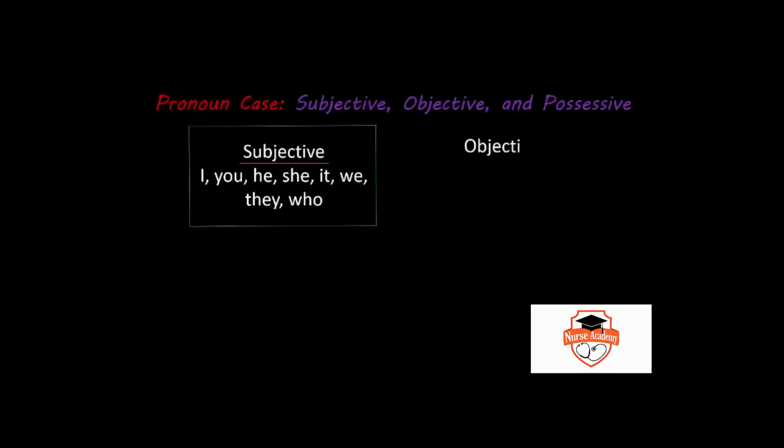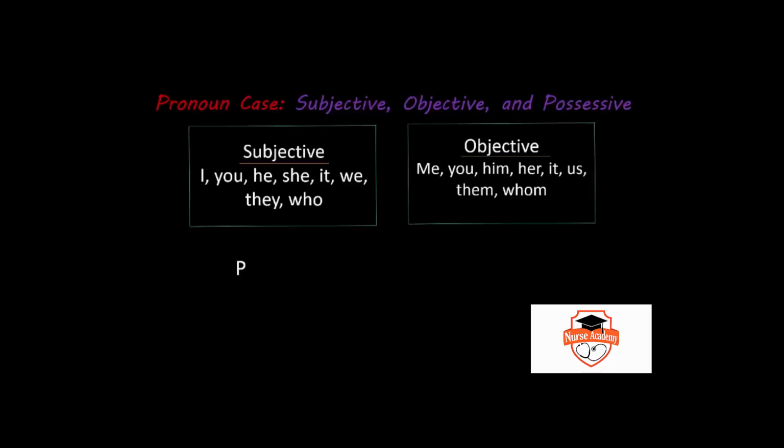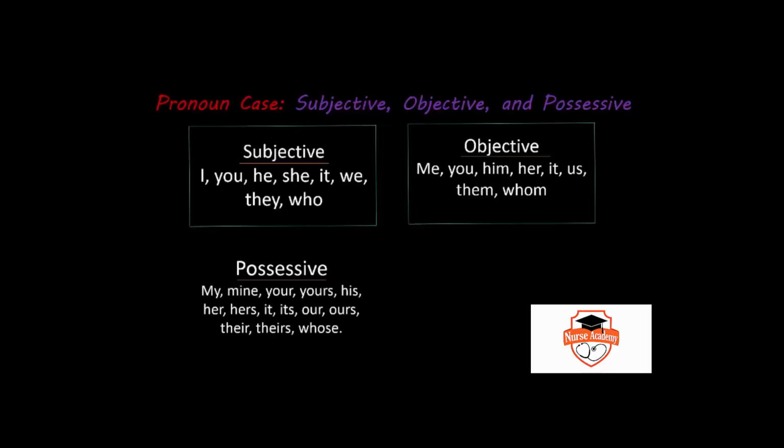Next, you have your objective pronouns, and these are me, you, him, her, it, us, them, and whom. These are your objective pronouns. Next, we have the possessive pronouns, and the possessive pronouns are as follows: my, mine, your, yours, his, her, hers, it, its, our, ours, their, theirs, and whose. These are your possessive pronouns.